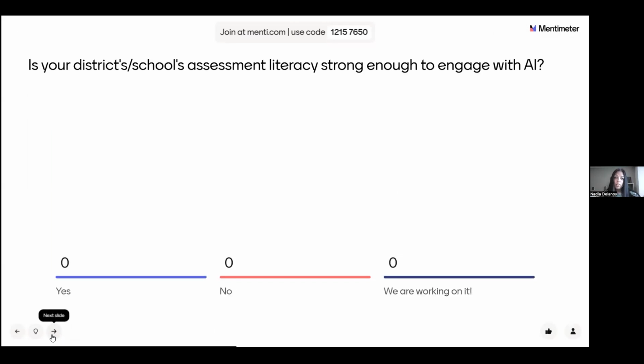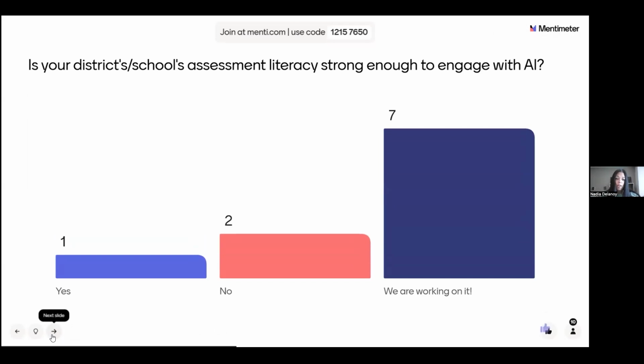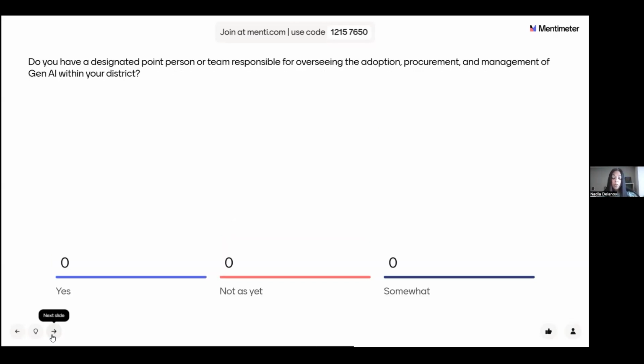I'm going to move on to the next one. Is your district or school's assessment literacy strong enough to engage with AI? We know that you can build a plane as it's flying, that whole adage. We get all of that. At the same time, we really do feel that assessment literacy, the notions, the abilities, the awareness, and the common language around assessment, needs to be foundational before we even talk about different tools, because that collective responsibility and notion about assessment needs to be there. And so again, just an opportunity for you to think about where you're at and what the next parts of the conversation are.